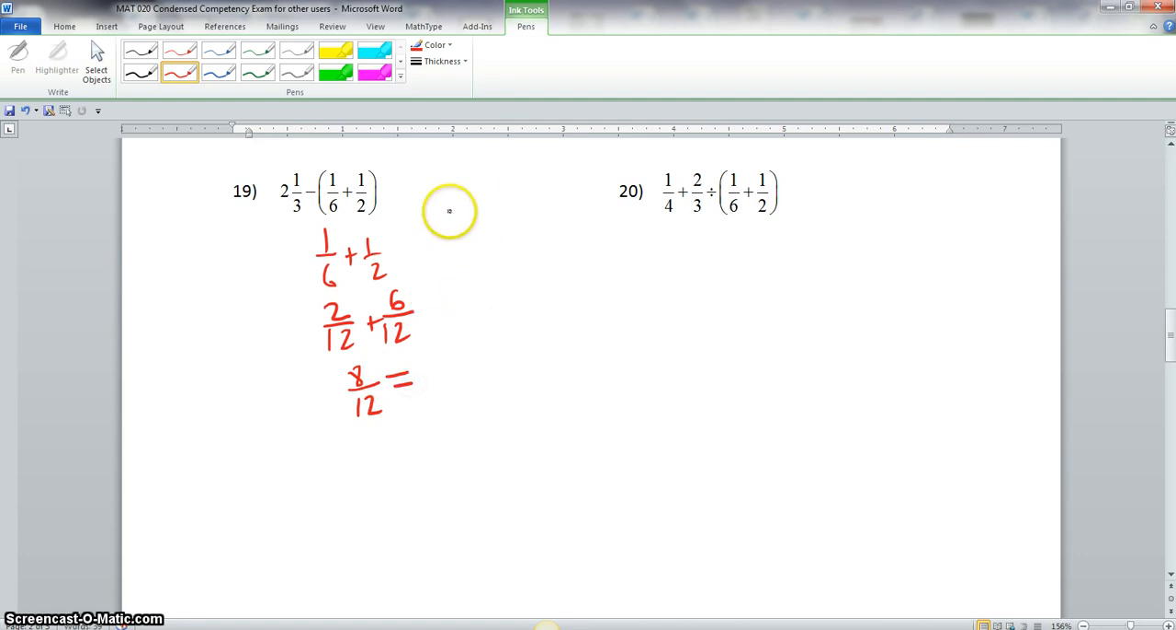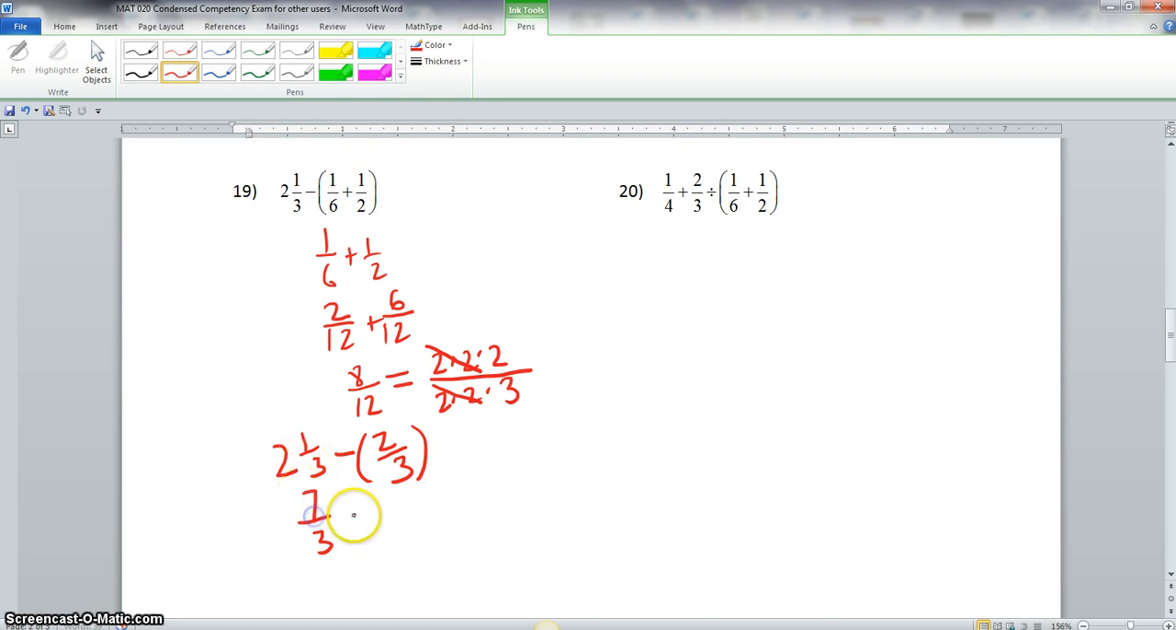We already figured out early on that the prime factorization of 8 is 3 2's. And the prime factorization of 12 is 2 2's and a 3. These two simplify out and this becomes 2/3. So this parenthesis here will be 2/3, and we'll bring down our 2 1/3 minus the 2/3. Now we change this 2 1/3 to an improper fraction. The denominator will stay 3. 2 times 3 is 6, plus 1 is 7. So it's 7/3 minus 2/3.